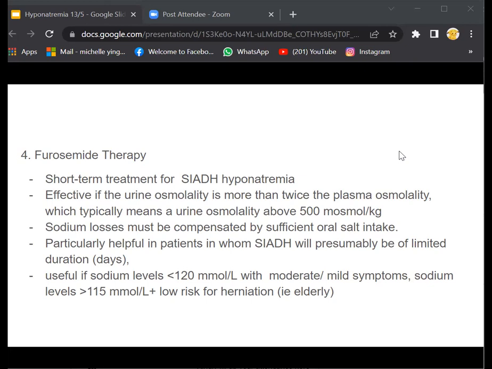whom SIADH will presumably be of limited duration, such as days. For example, in a pneumonia patient, or with causative medications after stopping them. It will be useful if the serum sodium is less than 120 with patients presenting with mild or moderate symptoms, if the serum sodium is more than 115, and the patient is at low risk of herniation, such as the elderly.